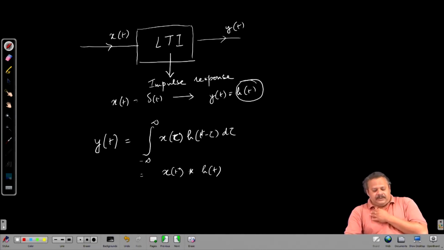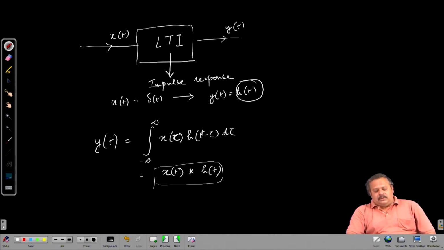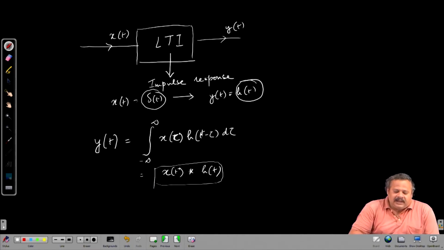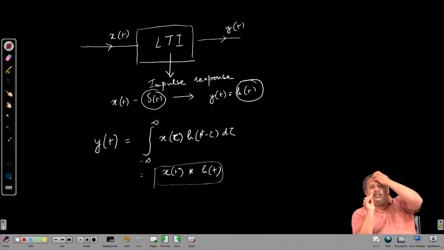So, this integral is the representation of the convolution. So, why can we get that? It follows simply from the linear time invariance property and the fact that the Dirac delta function can be used to represent any signal x(t), or scaled and shifted versions of delta functions added together can be used to represent any stimulus x(t).